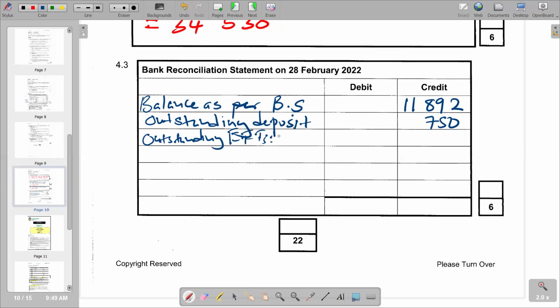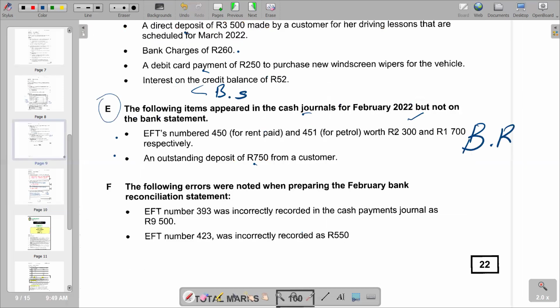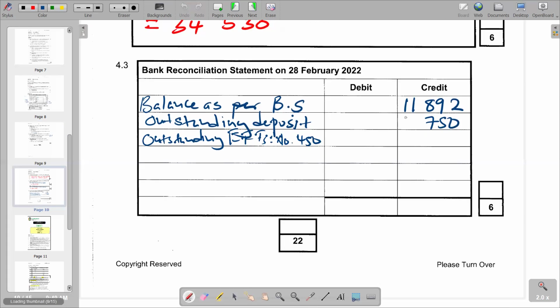EFTs, and obviously we are going to start with number 450, and the amount we are saying is 2,300. So it should appear on the debit side. It means under the bank account in the ledger, it will be on the credit side, and credit side being the cash payments journal. So that's what we have.